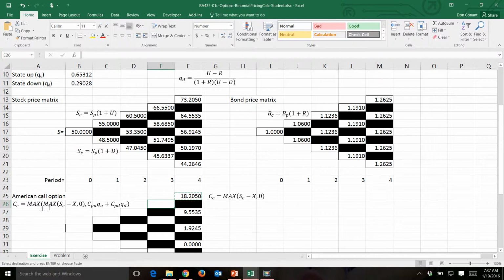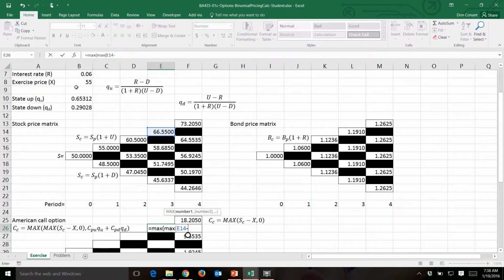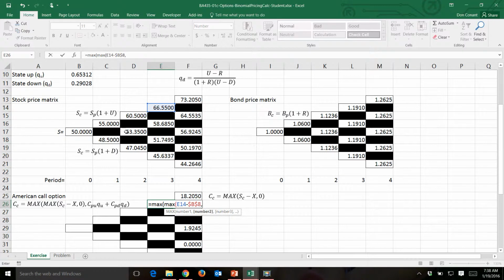There's our formula right here. We'll take the max of the max of our current price less the exercise price, which again we'll go up and get. We'll make that absolute, and 0. We've solved that nested max statement. Now let's solve for the parent max statement.